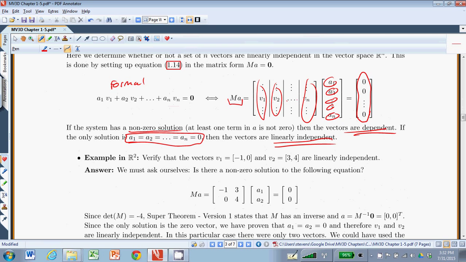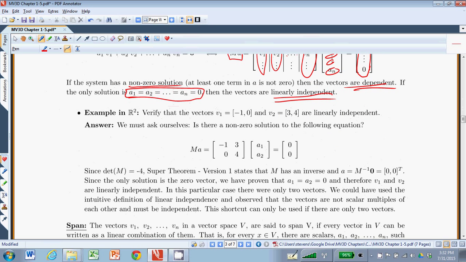All right. Okay, so here I'm going to do an example and show you how easy it is. It seems complicated, but once you do one, I promise it's a lot easier than you think. So here I have two vectors, v1, (-1, 0), and v2, (3, 4). I want to determine whether or not these two vectors are linearly independent. So all I do is set up the equation M times a equals the 0 vector, (0, 0). And then I want to solve for a1 and a2.